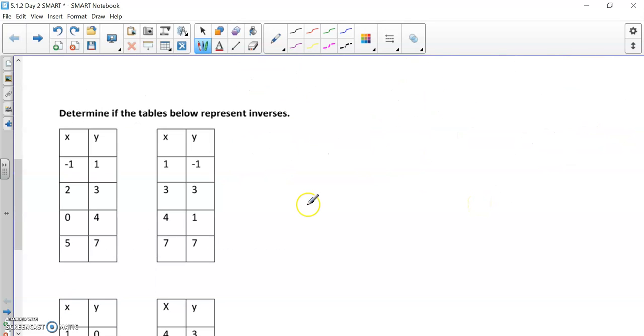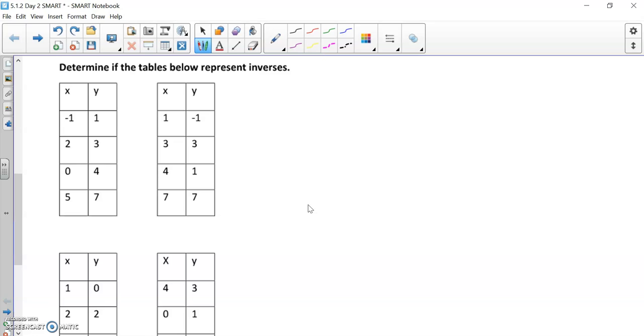All right. Next, we are going to go over how to recognize if tables are inverses of each other.